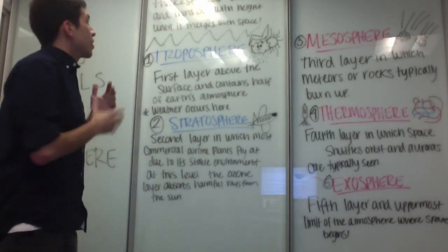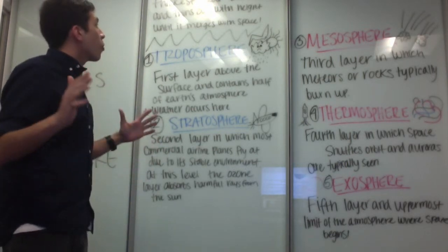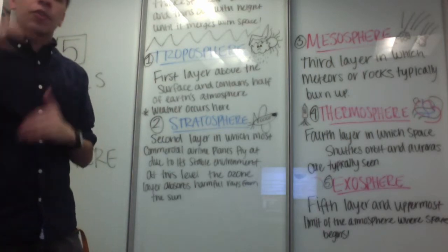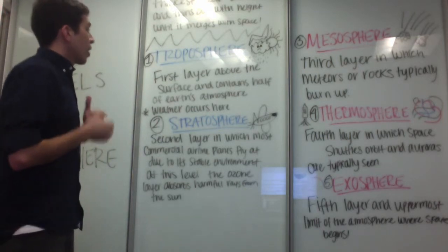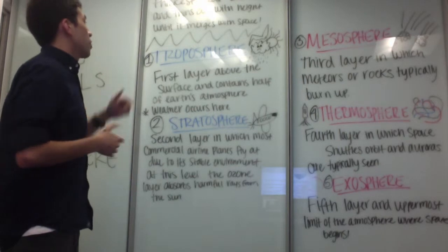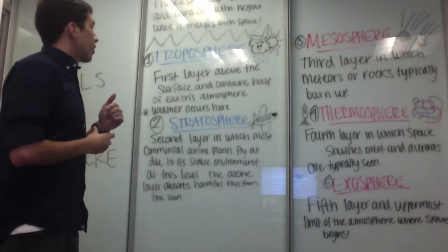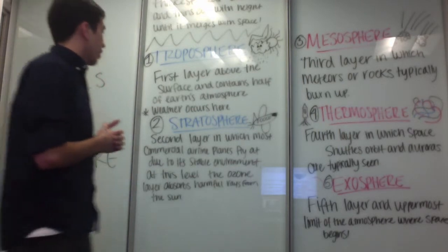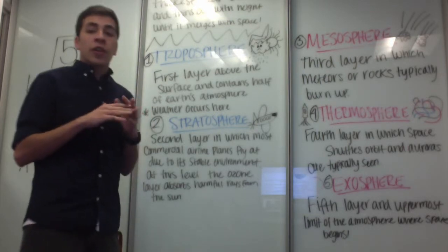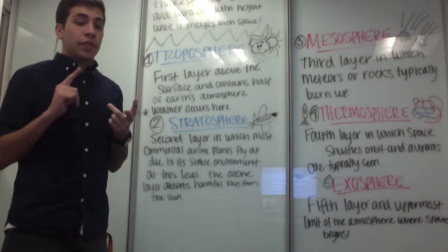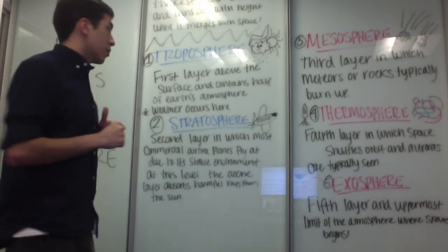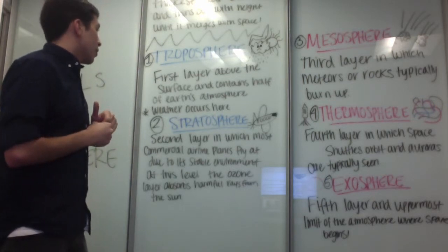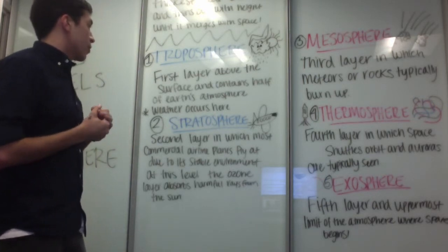The atmosphere is thickest near the surface and thins out with height until it merges into space. So we have 5 levels of the atmosphere. Our first would be the troposphere, and that is our first layer, and it's pretty much the layer where our weather happens. So this is where you're going to see your thunderstorms, your rain, and all precipitation. That's probably one of the most important parts of the troposphere.